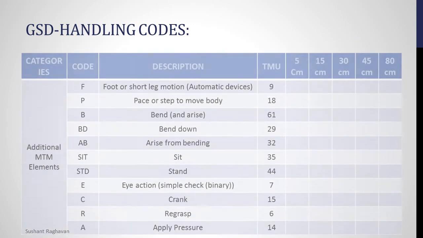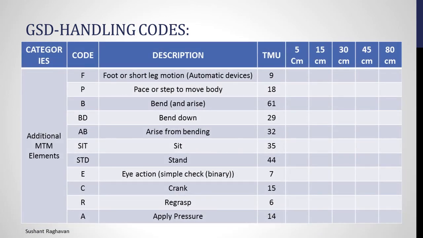GSD handling codes. Additional MTM elements. F, foot or short leg motion, automatic devices, TMU 9. P, pace or step to move body, TMU 18. B, bend and arise, TMU 61. BD, bend down, TMU 29. AB, arising from bending, TMU 32. Sit, TMU 35. STD, stand, TMU 44.